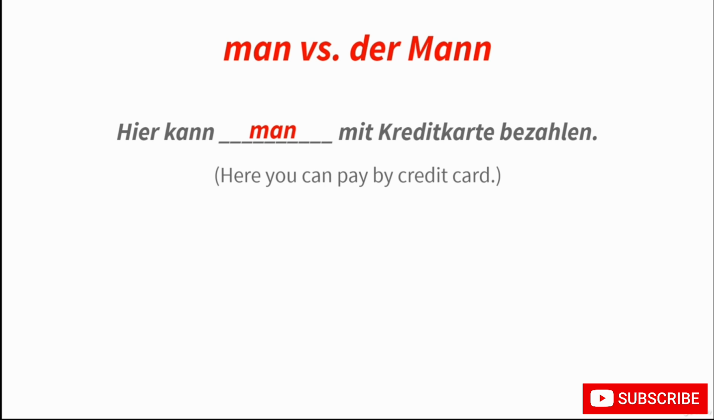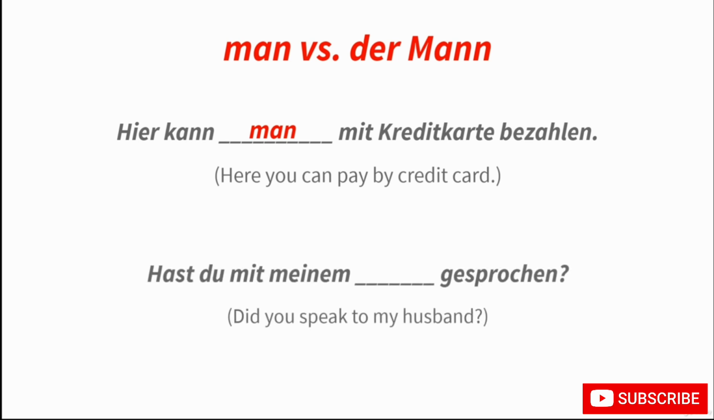Man. Why? Because we are generalizing it. We don't say directly that you can pay here by credit card, but all the people. Did you speak to my husband? What do you think is the answer? Mann. Why? Because he is a person. That's why Mann must be used.